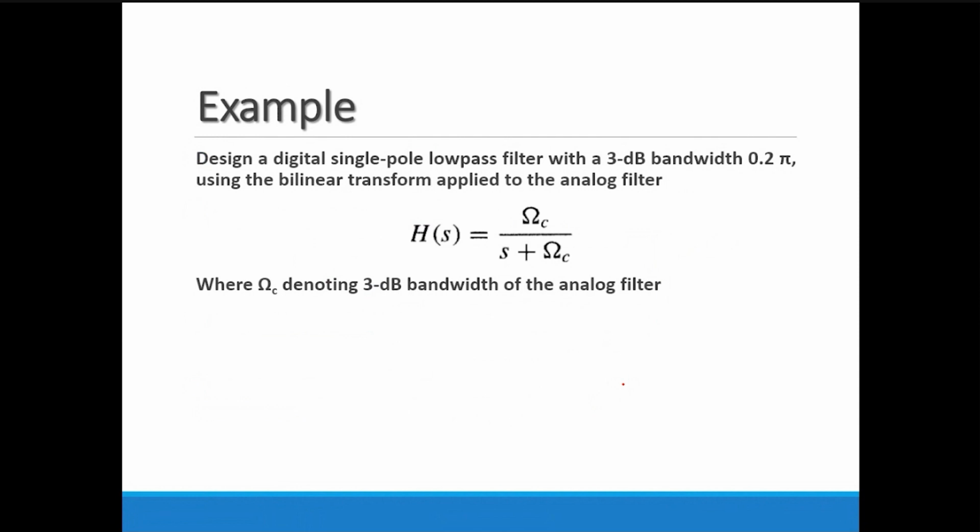Design a digital single pole low pass filter with a 3 dB bandwidth of 0.2 pi, using the bilinear transformation applied to the analog filter. The analog filter is H(s) equal to omega c divided by (s plus omega c). Here omega c is nothing but the 3 dB frequency of the analog filter, so this term depends on the 3 dB bandwidth of the analog filter. This analog filter is given to you and you have to transform it into the digital filter with the help of bilinear transformation.